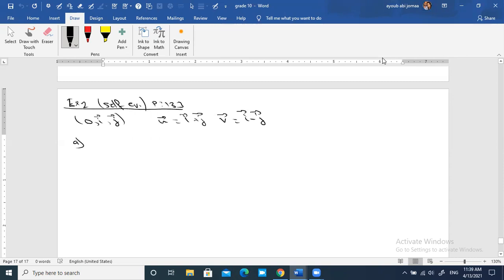Show that u and v form a basis of the plane. Required to prove that u, v form a base of the plane. Is a basis.